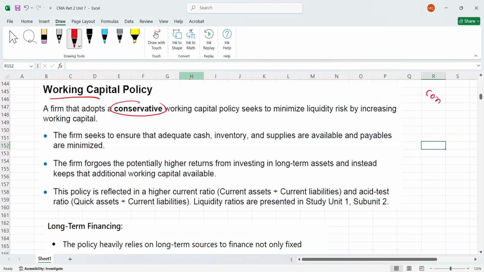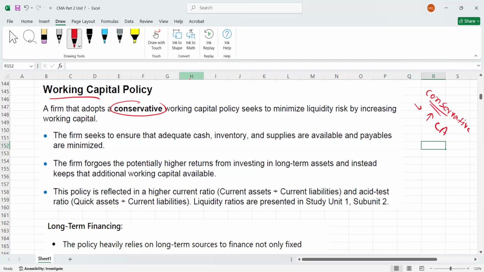Conservative is one of the schools of thought. The conservative approach is for people who don't want to take risk. These are conservative people. So what will they do? First thing, under the conservative approach, they will maintain higher working capital, or higher current assets, because they don't want to take the risk of delaying payments or the risk of stock out. Okay, so they are conservative.